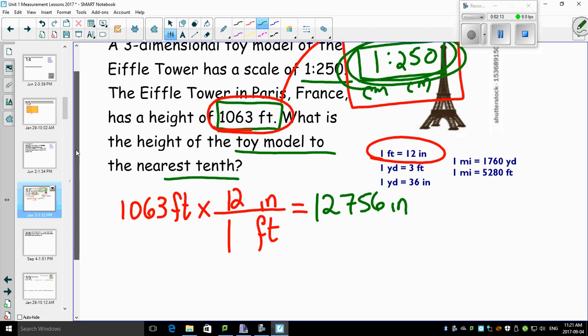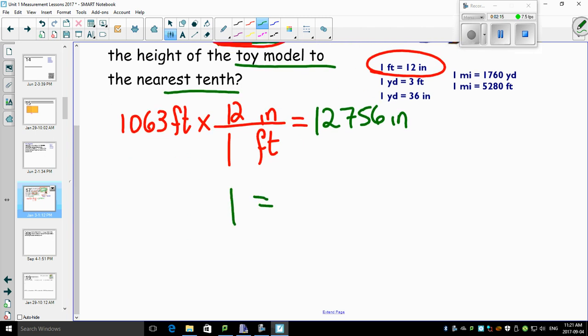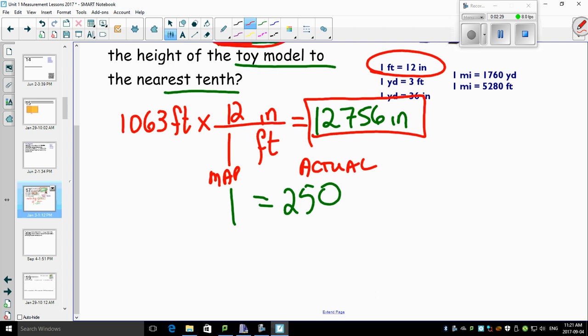So let's write the scale down first. 1 is to 250. Now, remember, what does this scale mean? This means a map. This means actual. So here comes the question. What is this number? Well, it's the height of the Eiffel Tower in inches. So is that the map height or the diagram height? Or is that the actual height? Well, that in fact means it is the actual height, 12,756 inches.